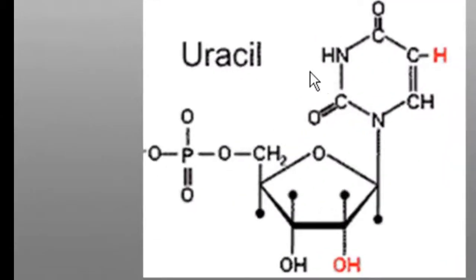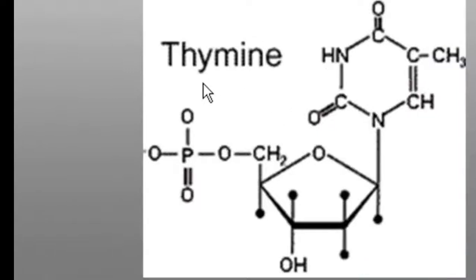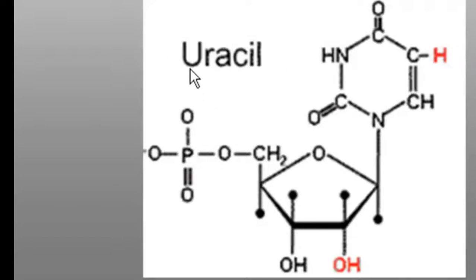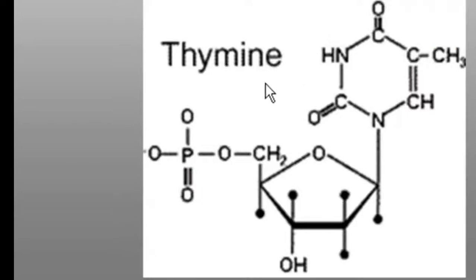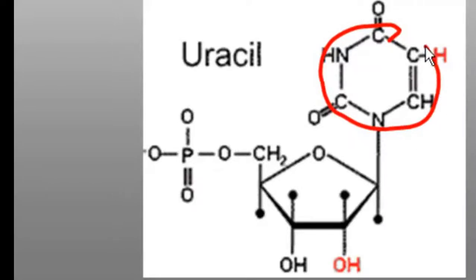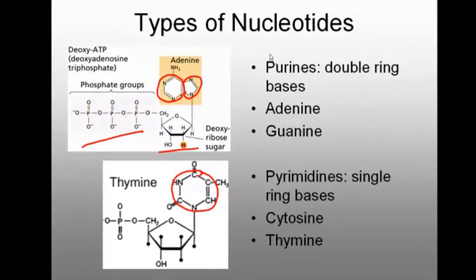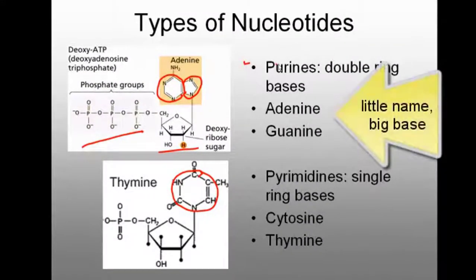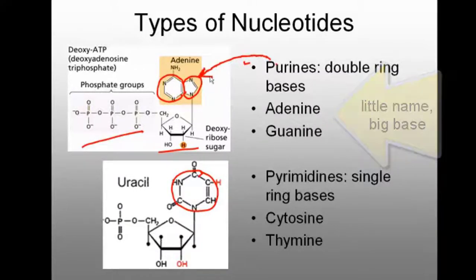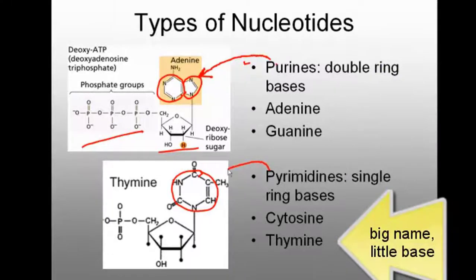Now, this picture here is showing uracil switching back and forth with thymine. And we'll talk about that later, but in RNA, you don't have thymine, you have uracil instead. And they're really, really similar. It's just that one replaces the other in RNA. So they have just a single ring here where the other one has a double ring. The way I remember this is purines have a short name but a big structure, and pyrimidines have a big name but a small structure. So they're like opposites.